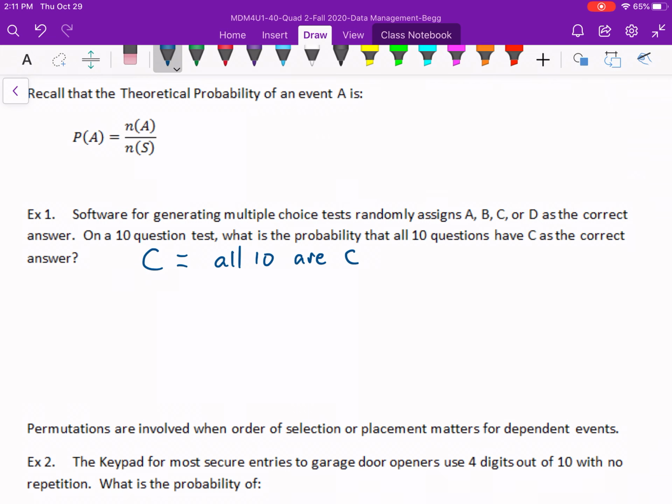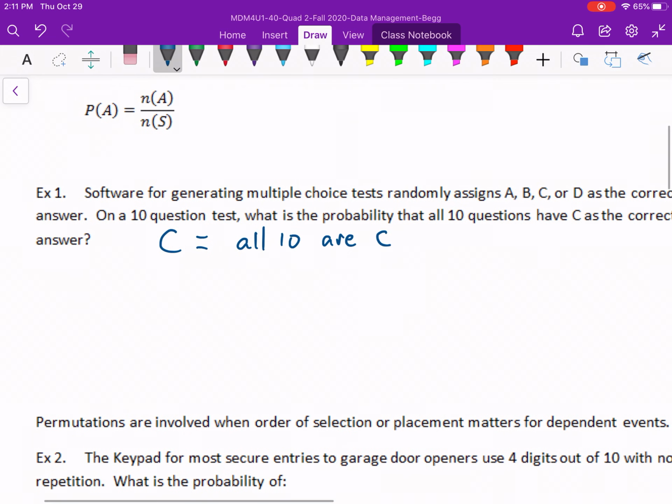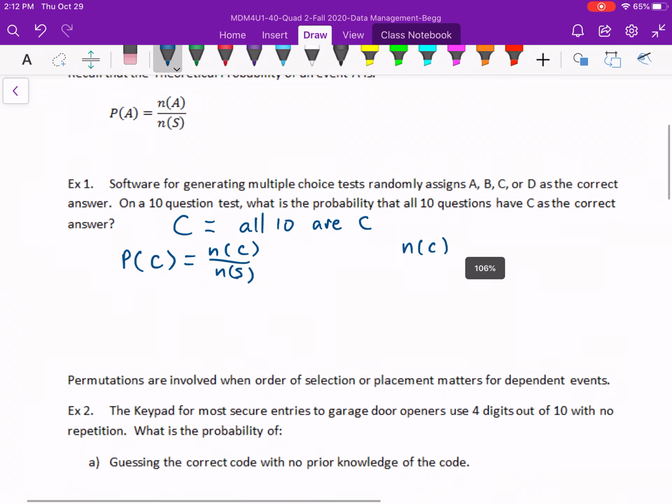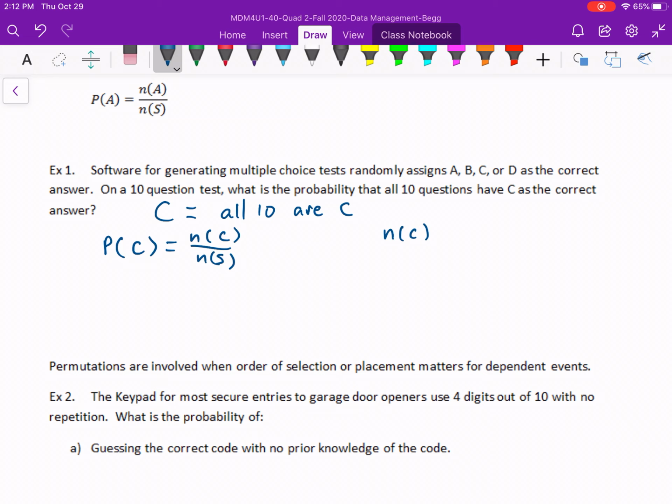So, if we want to find the probability of C, then P of C is equal to N of C over N of S. Okay? Well, what's N of C? N of C is the number of ways that we can do this. How many ways are there to come up with all 10 questions and have an answer of C? Well, there's only one way. If every single question has C as the answer, then that's it.